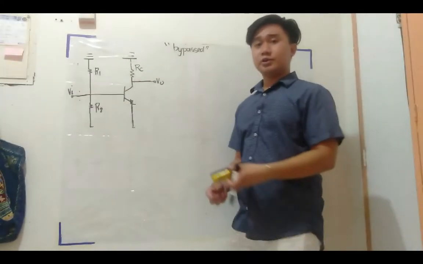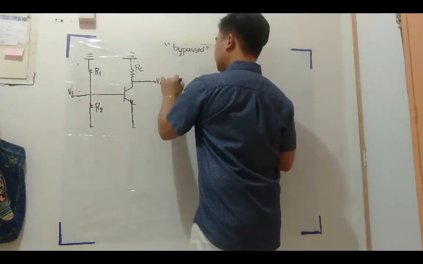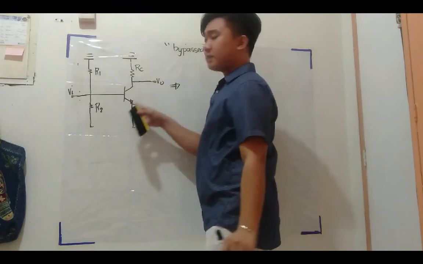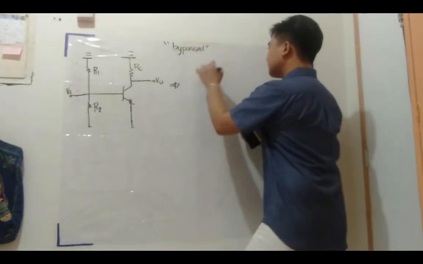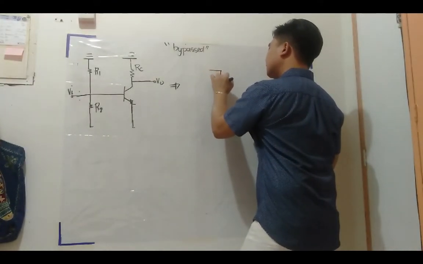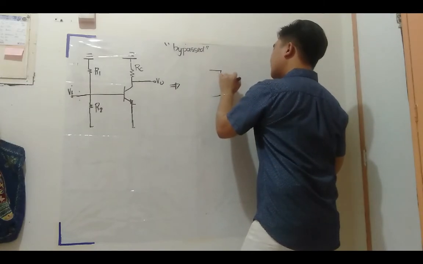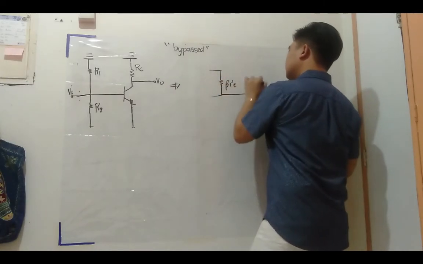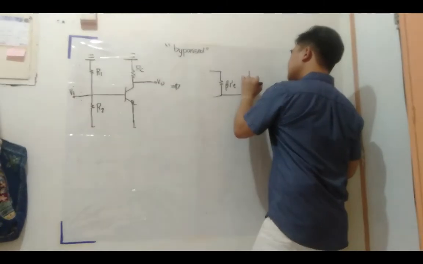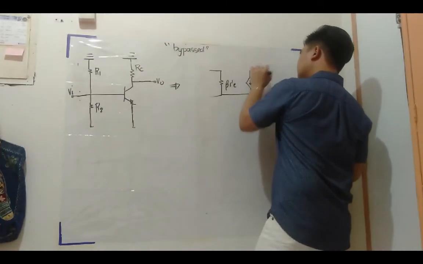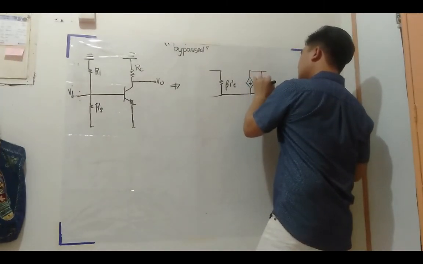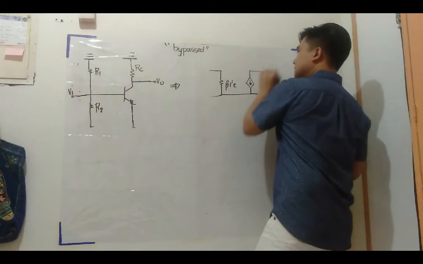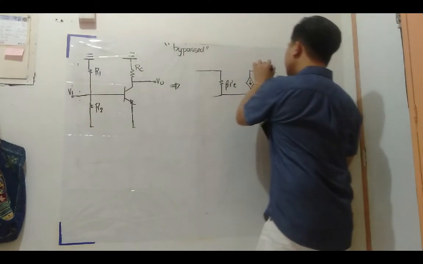And then, i-redraw ko siya. Okay? Si diode, papalitan ko ng AC equivalent circuit. Ano ang meron ulit doon? Beta R prime E. Tapos meron kang isang current source. At meron kang RO. So, ito po na yung diode natin.